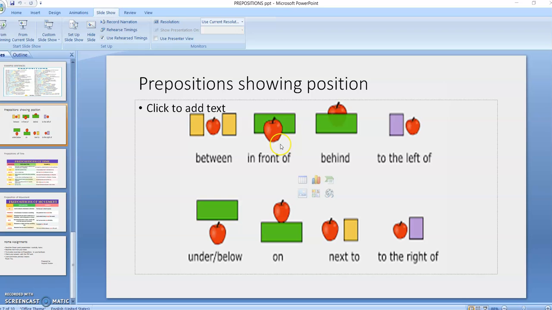In front of, the apple is in front of the green block. Behind, it is behind the block. To the left of, under or below, on, next to, the right of. So with the help of these pictures, I think you are clear about the position prepositions and how they are used.